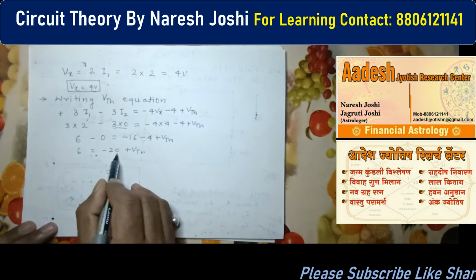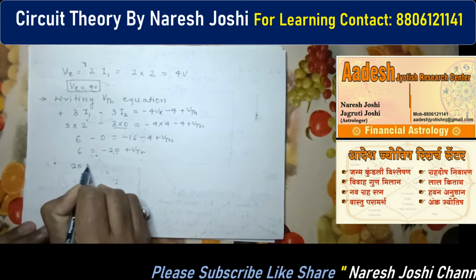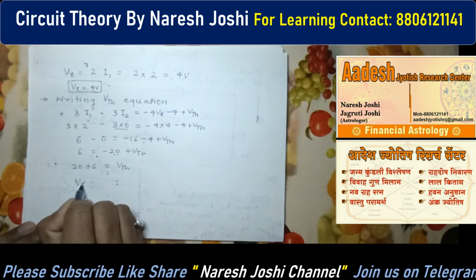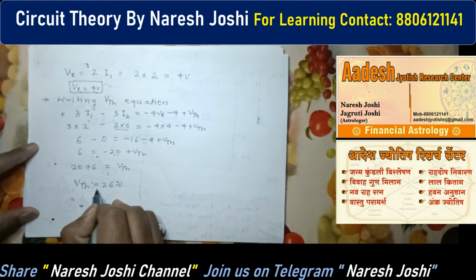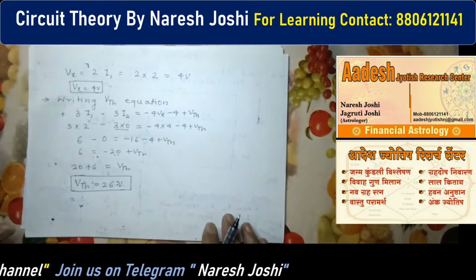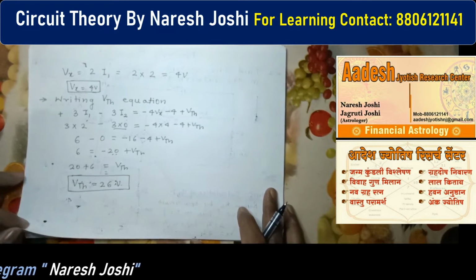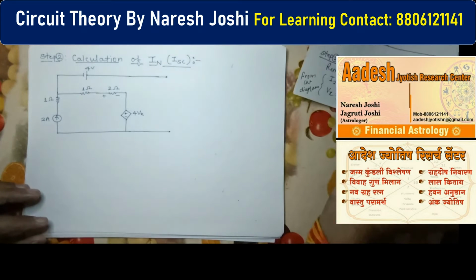What you have to do, we have to shift this minus 20 to the left hand side, so it becomes plus 20 plus 6, and it is the VTH. So now what is the value of the VTH here, you can see VTH is 26 volt. So this is your value of the VTH. Okay, so now we have to move on to the next step, that is step number 2. Okay, so this is our step number 2.